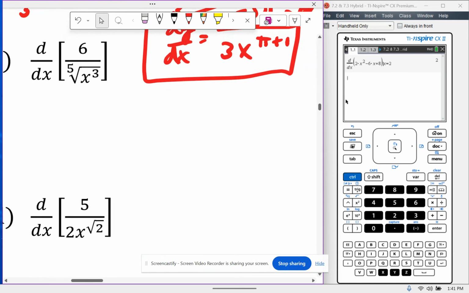All right, so we've got d dx of this. Try yourself to see if you can put this in coefficient times x to a power. Then we'll take the derivative together, okay? Yeah, 6 times x to the negative 3/5. Boom. Okay, do coefficient times power and reduce the power by 1. See where you get.